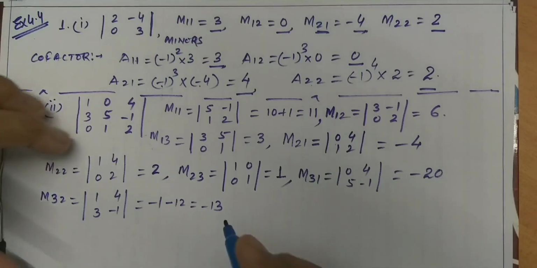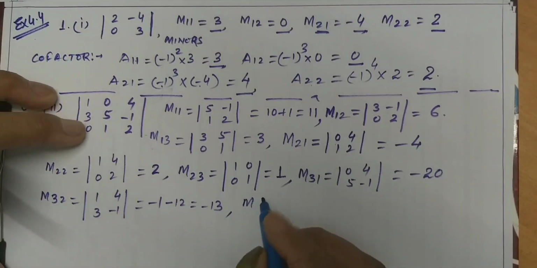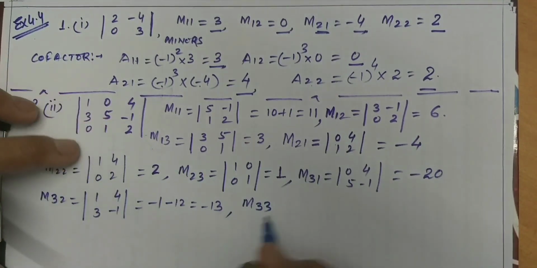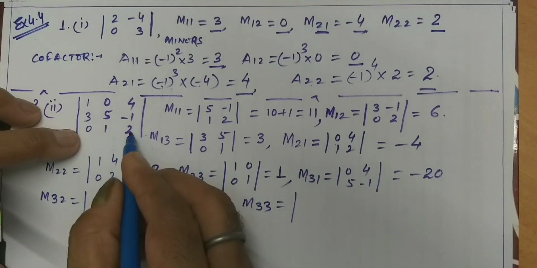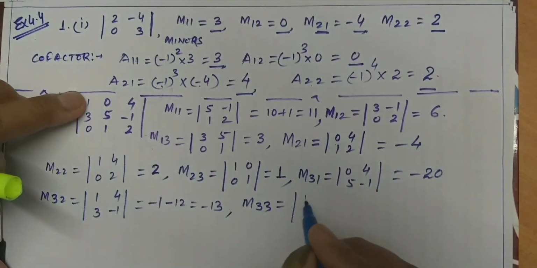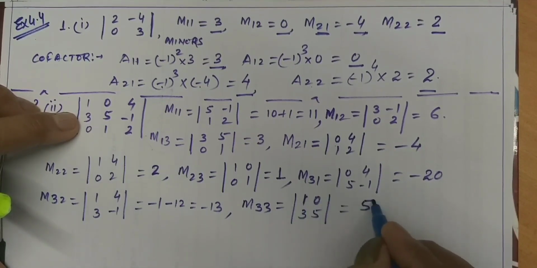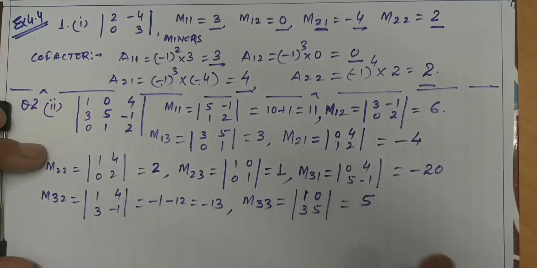The last element, which is M33, this is equal to 2 and leaving this way, so 1 0 and 3 5, so equals 5 minus 0, 5. So these are the minors of this main determinant.